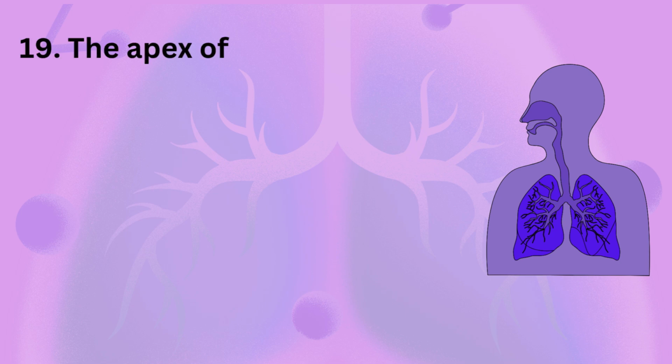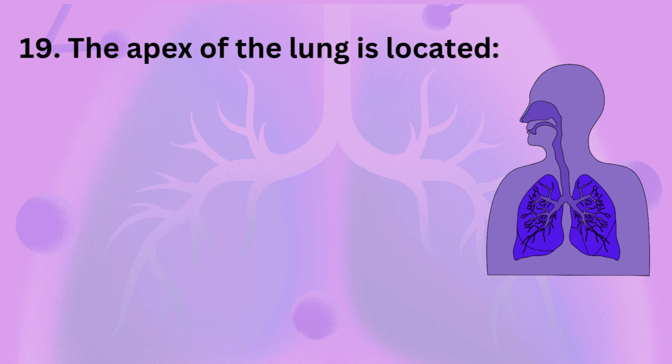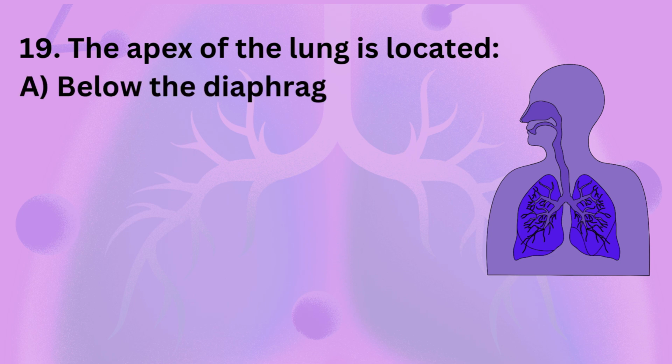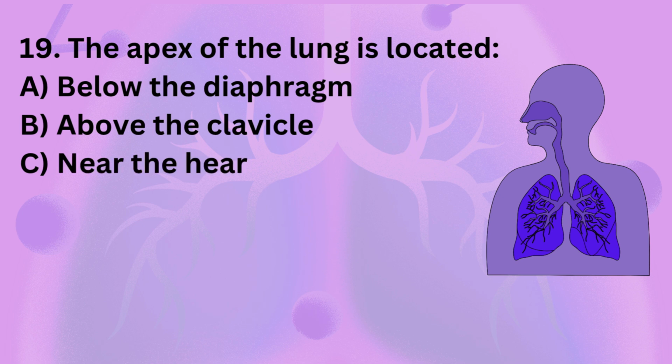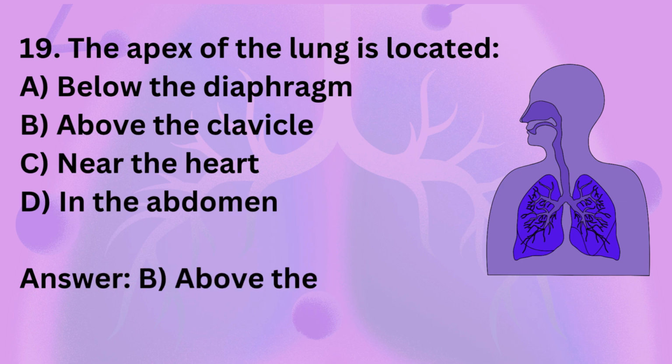19. The apex of the lung is located A. below the diaphragm. B. above the clavicle. C. near the heart. D. in the abdomen. Answer. B. above the clavicle.